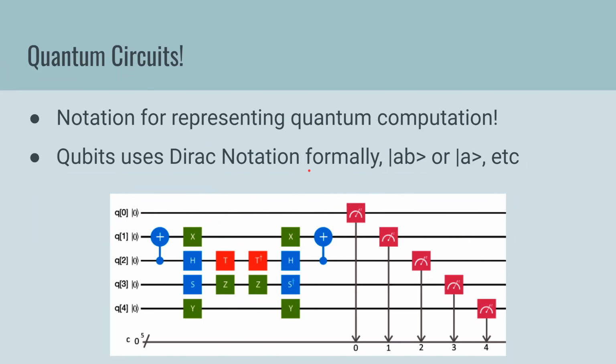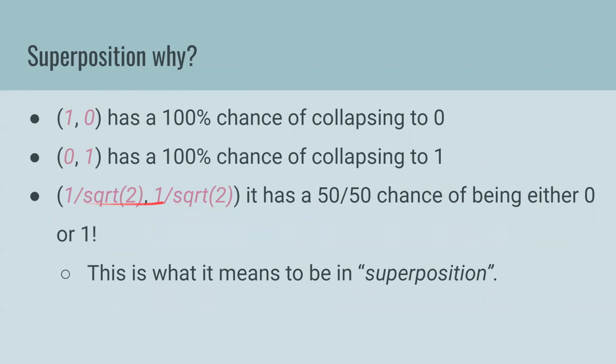So does anyone still feel confused about this? Like why this adds up to 50-50? Does anyone feel confused about that? It's okay if you feel confused. So this is the mathematical definition of what it means to be in superposition.